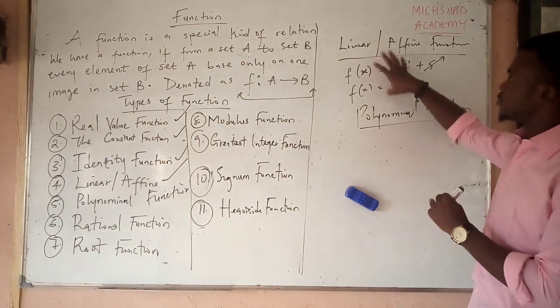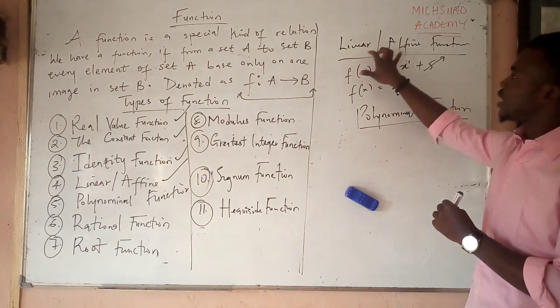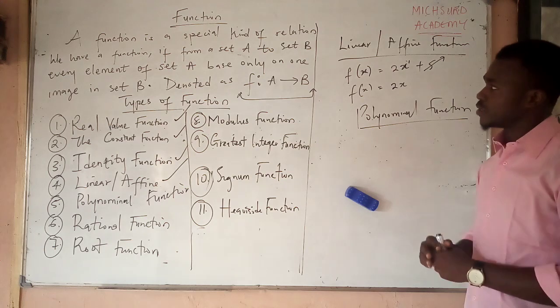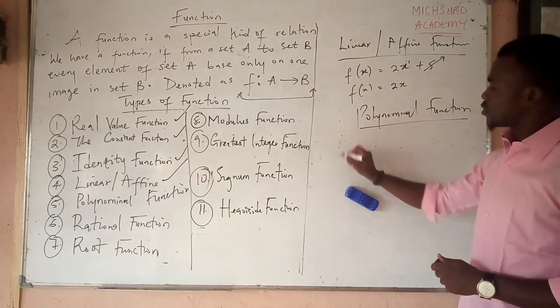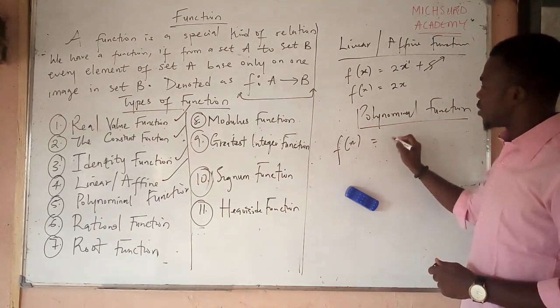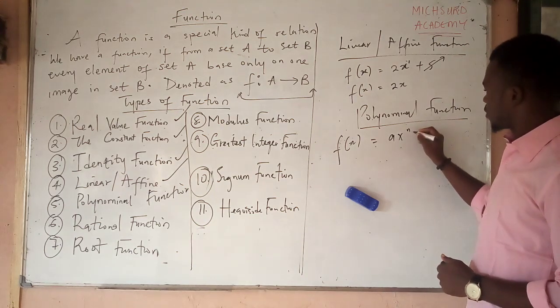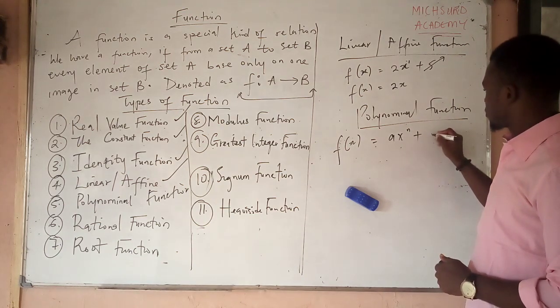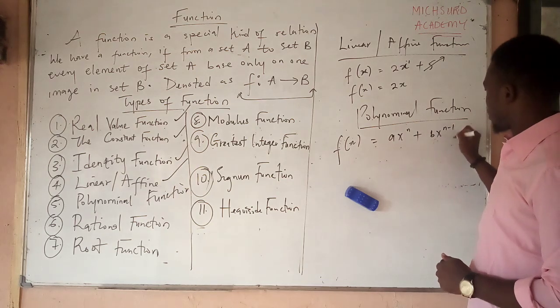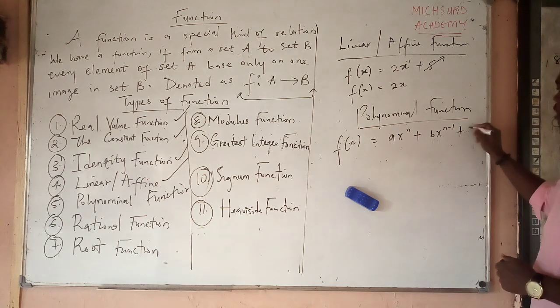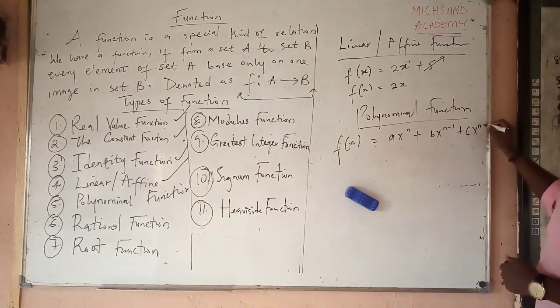Okay, so why we try to differentiate this is because of this linear and the affine, so that we can take them as a special case or study. Now for the polynomial function, we have f of x equal to ax^n plus bx^(n-1), and it continues with cx^(n-2).